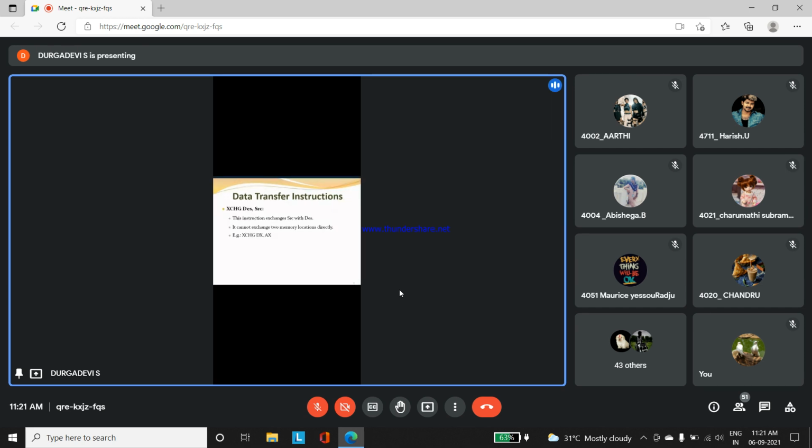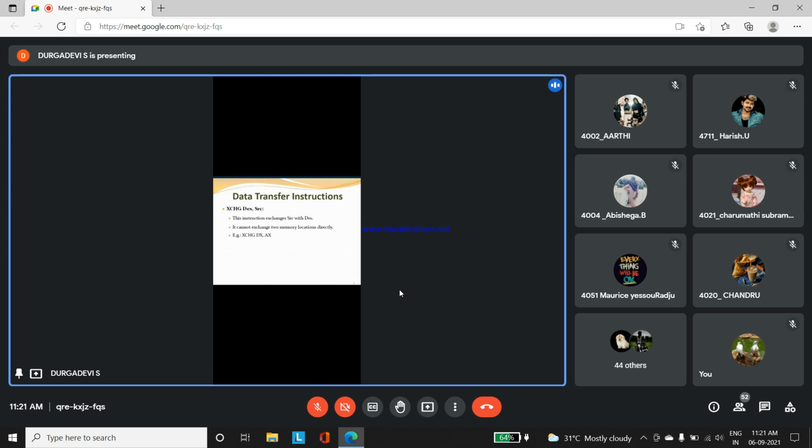Okay. See the next instruction. Exchange instruction, XCHG. What is this instruction going to do? This instruction is going to swap the content of the DES register and the SRC register. XCHG DX, AX means, for example, DX has value 5 and AX has value 10. So what will this instruction do? It is going to swap the values.